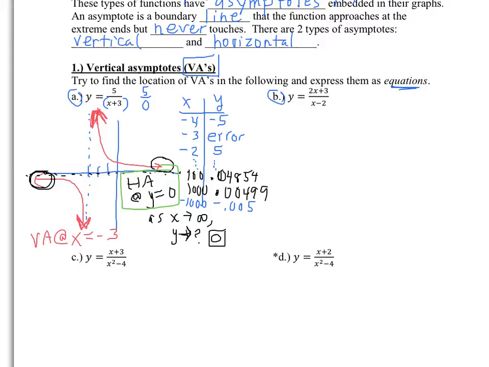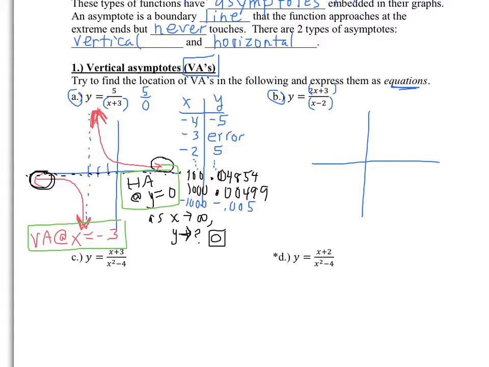Okay? So this particular function has a VA at x equals -3 and an HA at y equals 0. Okay, so let's take a look at our second one here. We're not going to worry about the table of values, we're just going to graph it. So if you were to input this into your calculator, don't forget your parentheses around your numerator and your denominator.